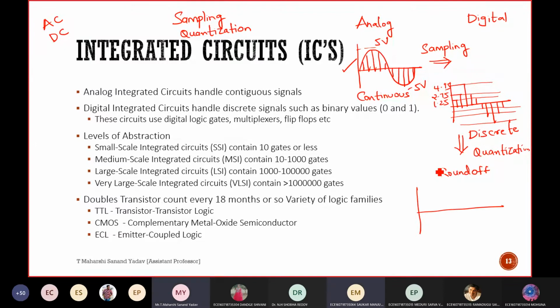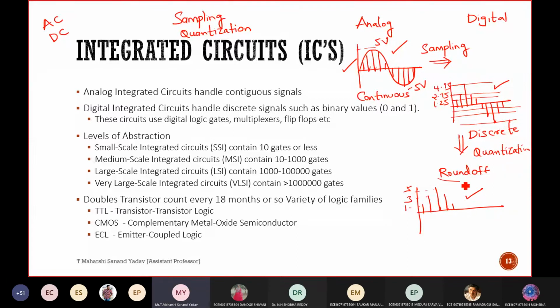1, 2, 4. Yes, now this will be 1. 2.75 means what is the nearest value? Should I consider it as 2 or 3? 3. So this will be 3. And next, 4.95 means 5. So this is called quantization. So this is analog, this is discrete, and this is digital.